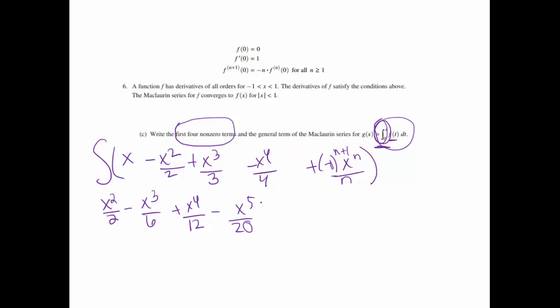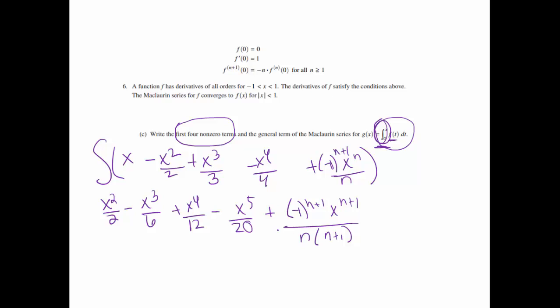And then from here, if I take the integral of the next part, remember x is the only variable in this problem, so the negative 1 to the n plus 1 just comes along for the ride. I increase my power by 1, and then I'm going to have an n times the new power. So that would be my first four non-zero terms and the general term.